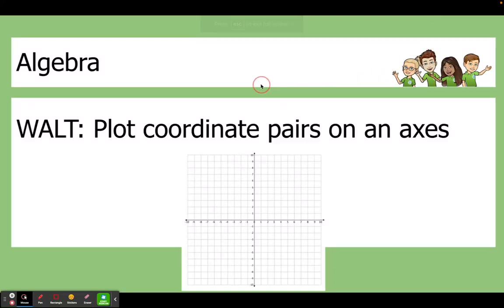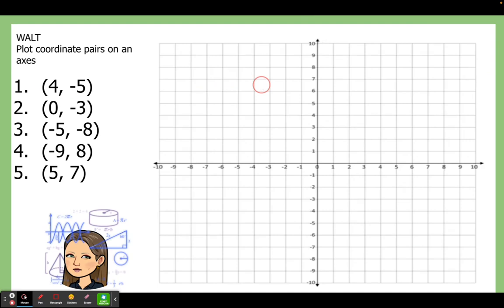What we are learning to do today is to plot coordinate pairs on an axis. As you can see, there are 5 ordered pairs on the left-hand side of our screen. What we are going to do is to plot this information into our X and Y axis here. So by the end of the video, all of the information over here will be plotted onto our graph.